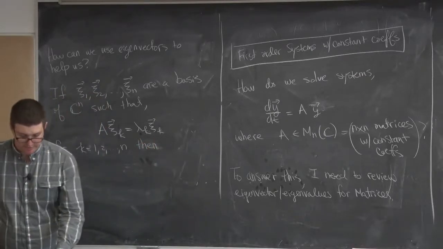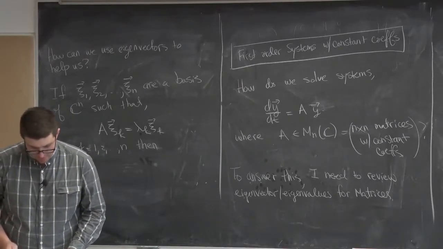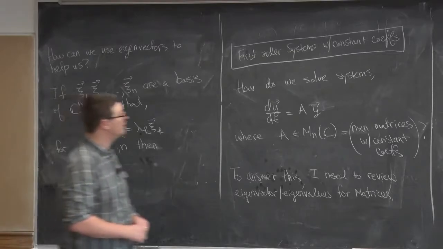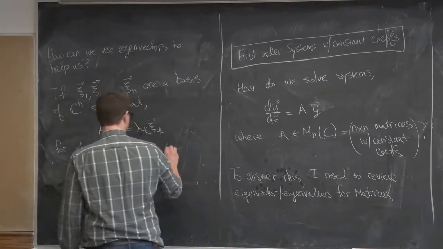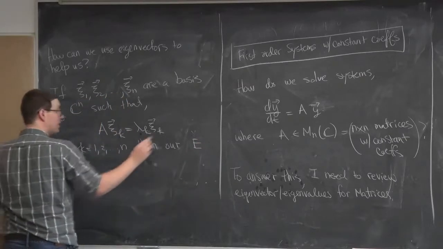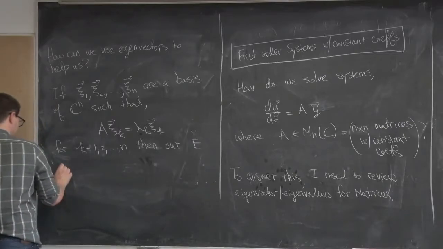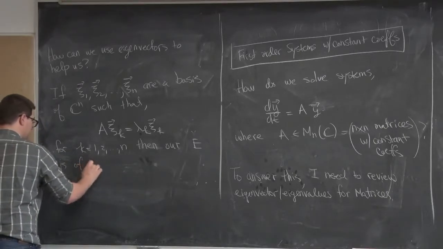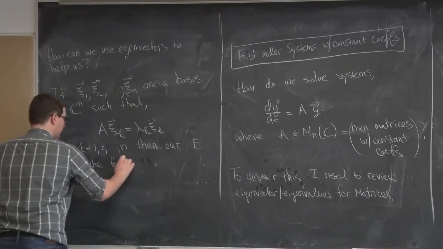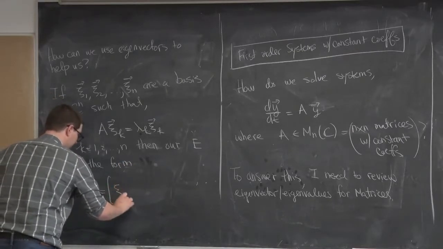So then what can we do? Note that our E over there, the thing that makes it diagonal, is of the form, let's say E looks like this.